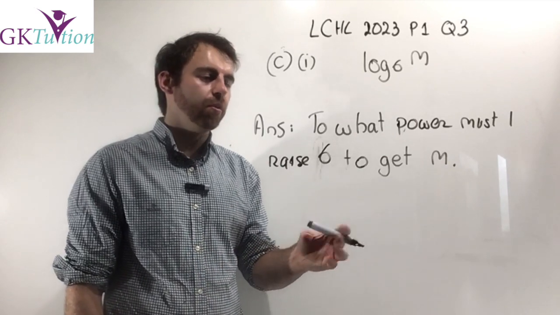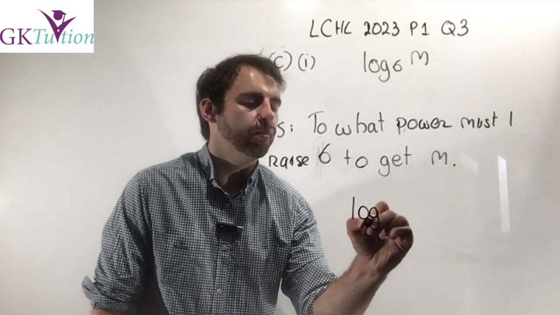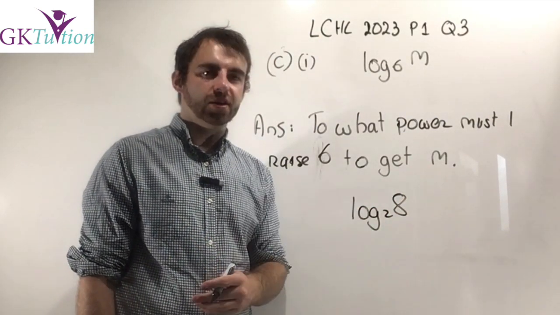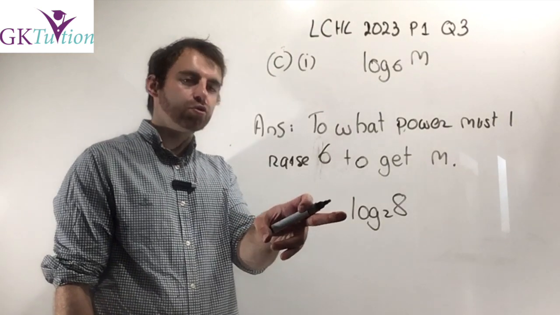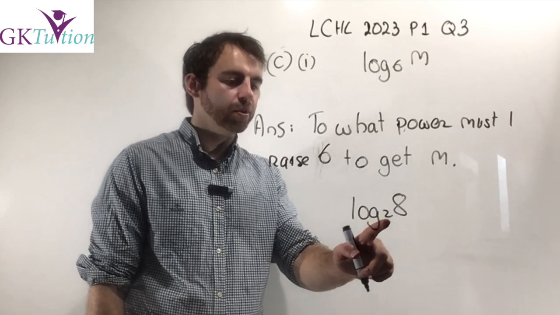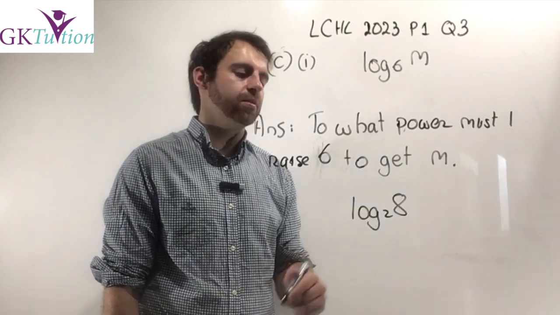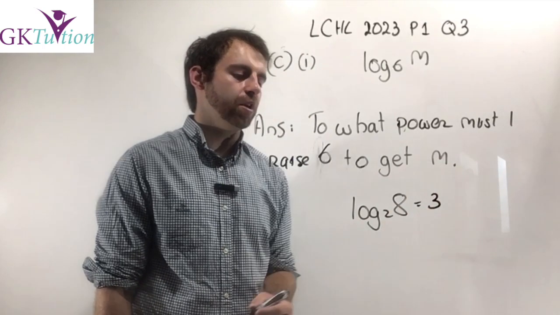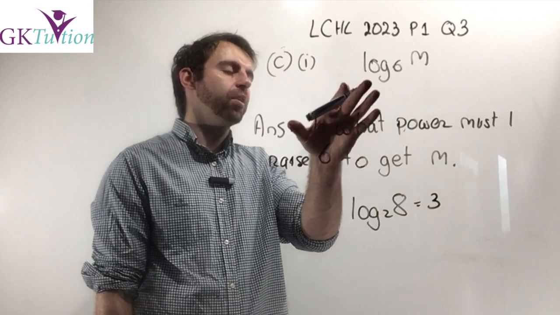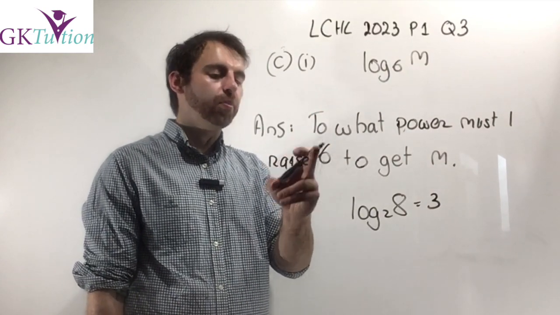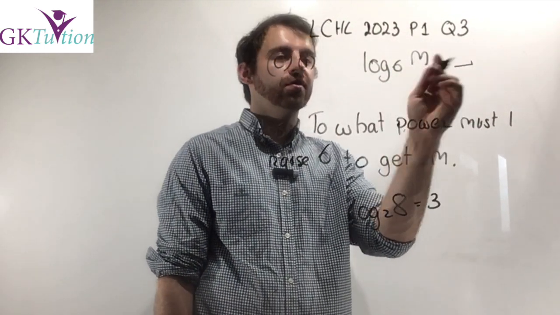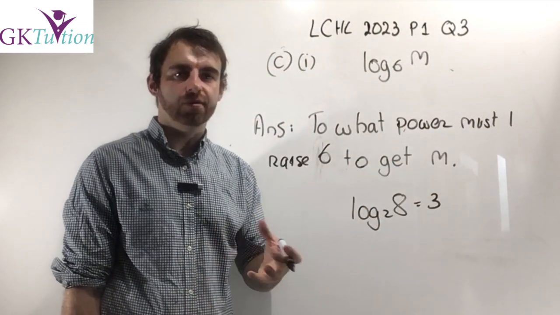If you're struggling to figure out what I'm talking about there, let's look at a simpler example. Let's take, for example, log 8 to the base 2. Log 8 to the base 2 is equal to 3. Because if I was trying to describe in a sentence what this is, it's asking to what power must I raise 2 to give me 8? And the answer to that question is 3. 2 to the power of 3 will give me 8. Likewise, if I was trying to describe this, I'd say, to what power must I raise 6 to get m? So 6 to the power of what will give me m? That's the sentence that you should have come up with in the exam.